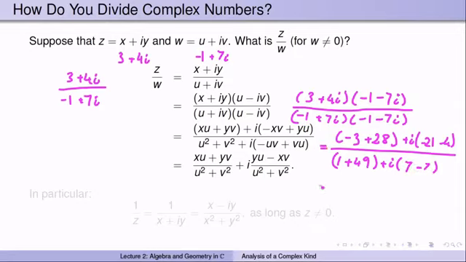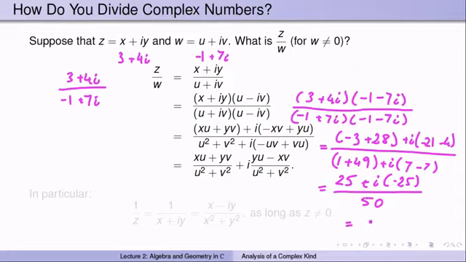And now, let's see what happened. So on top, I have in this example here 28 minus 3, so that's 25. Plus i times, and here I have -21 minus 4 is -25. In my denominator, I have a 50, and the imaginary part went away. And so in other words, this simplifies now to a complex number. I have no more i's in the denominator.